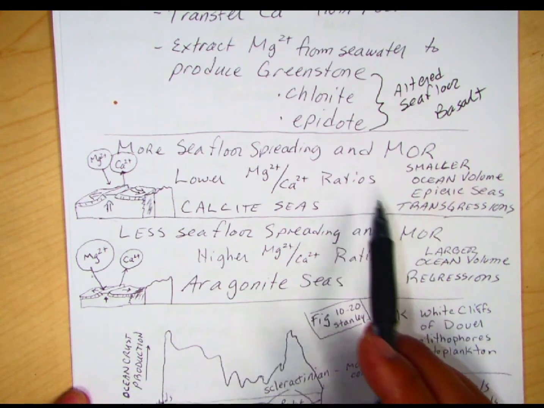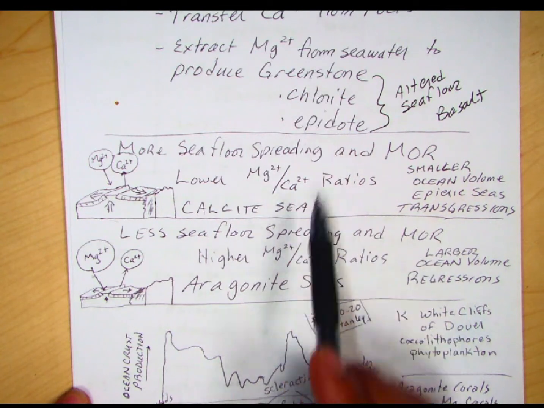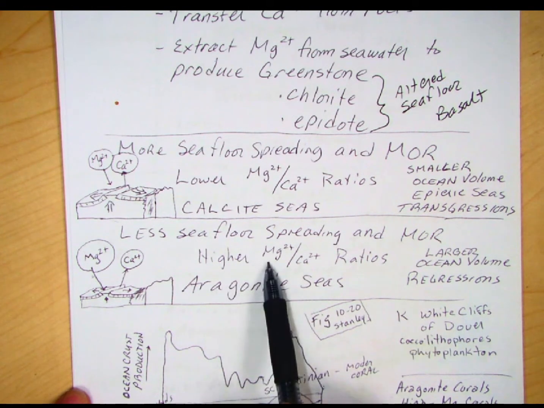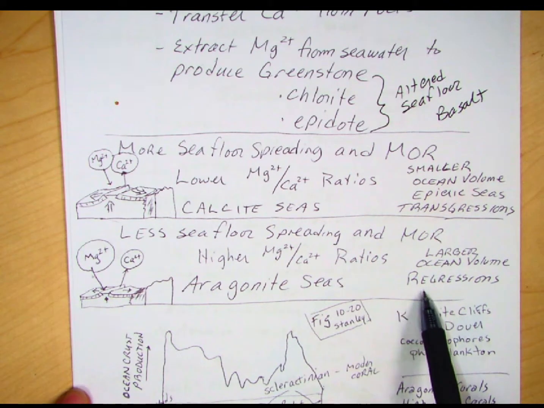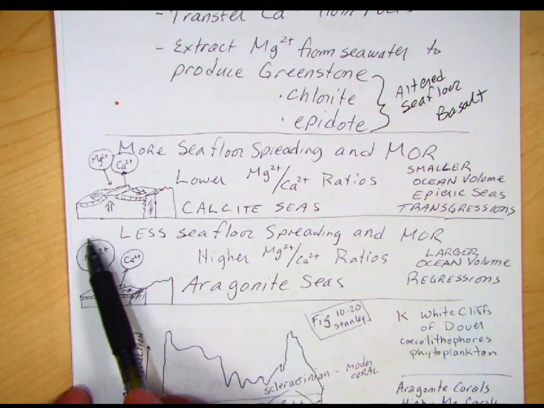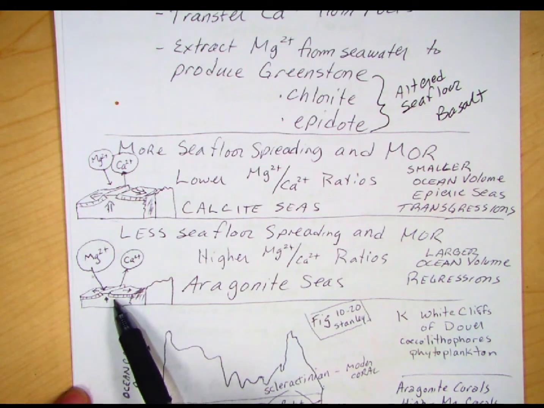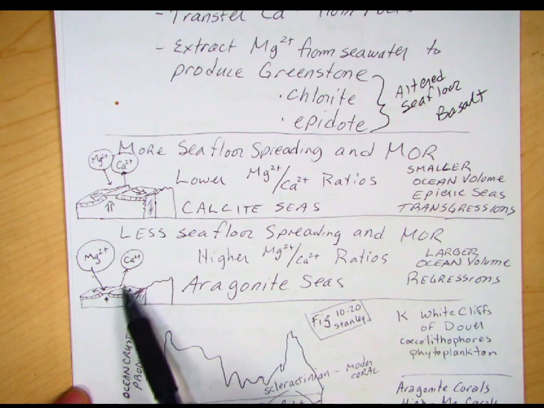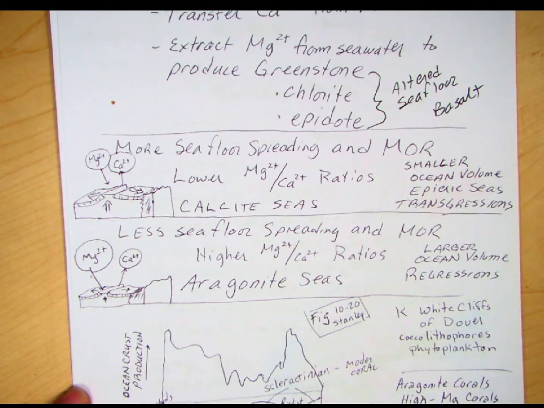And because we're now not extracting as much magnesium from seawater because we're slowing the rate of hydrothermal circulation, we're going to have higher magnesium to calcium ratios, right? Larger ocean volumes, we get those marine regressions, right? That's when we get these aragonite seas. So here we're going to increase our reservoir of magnesium because we're not taking as much out, and we're not really transferring very much calcium from mid-ocean ridge to the seawater, right? So we increase our magnesium-calcium ratios.